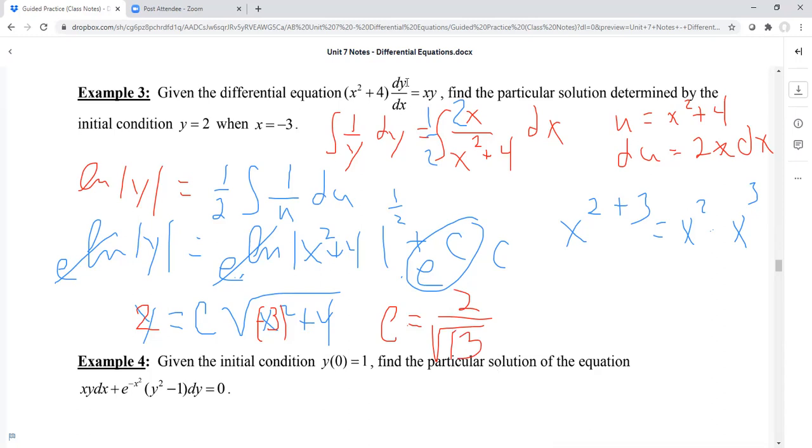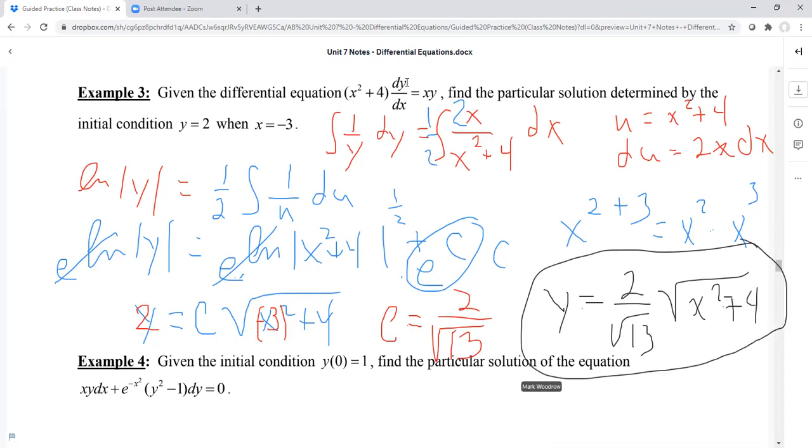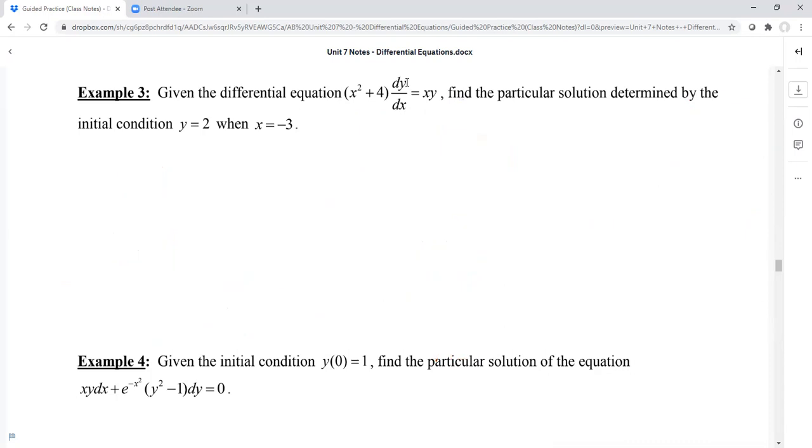So the answer to this equation is going to be y equals, and you plug your c in front of the radical. So it'd be 2 over radical 13, and then times the square root of x squared plus 4. So that would be the particular solution, in other words, the exact solution in number 3.